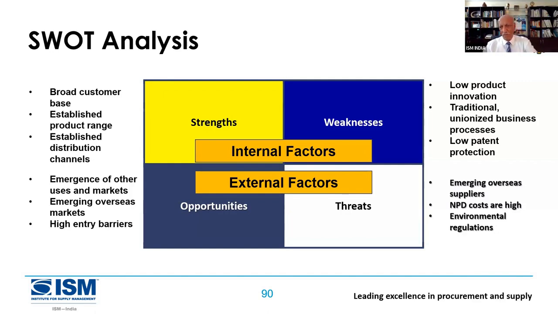Like in your case, obviously with the name of your company, you have a broad customer base. Your established product is a strength. But your weakness could be that you don't have too much innovation. It's a traditional unionized business, with low patent production. So that could become the weakness. But then we look around for opportunity and threat. So this is your internal side, which your company has to take care of. And this is the one which comes from the supplier and the country where they are based.